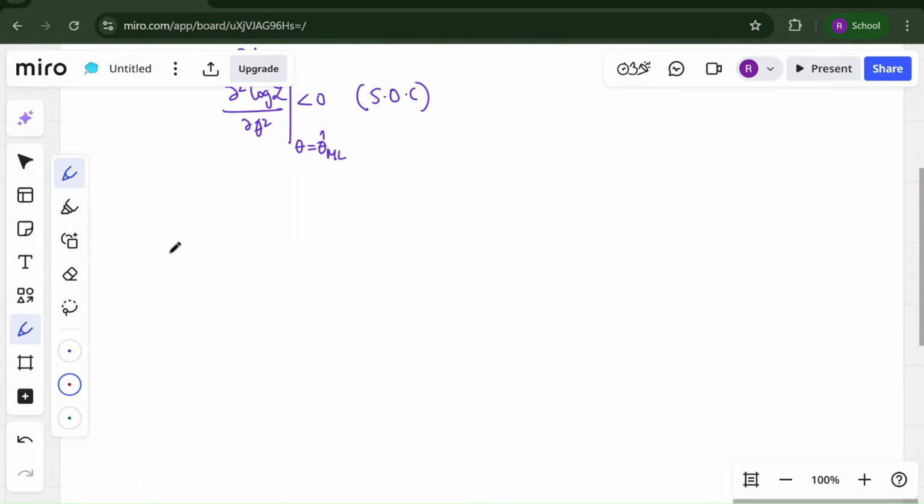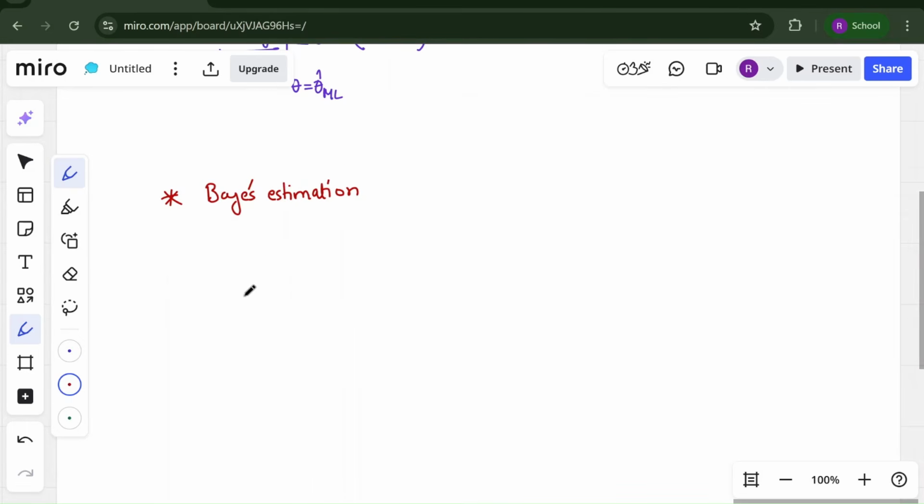Okay, so the next idea is that of Bayes estimation. So Bayes estimation is very straightforward actually. People unnecessarily complicate it. The entire idea about Bayes estimation lies in this particular equation, that the posterior is proportional to the likelihood multiplied with the prior. Now we will go through what these mean one by one.